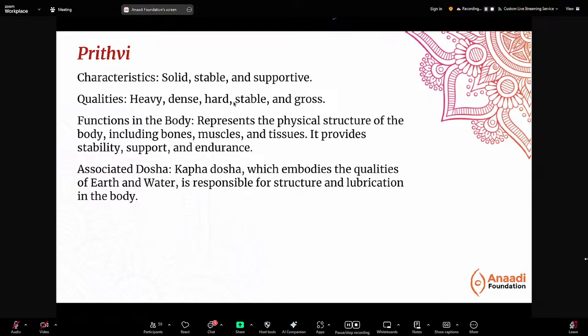So here, if you look at Prithvi, the characteristics of Prithvi are solid, stable, and supportive. It is very heavy and dense. Okay, it is hard, stable, and gross. So it is very tangible. In the functions of the body, it represents the physical structures of the body, including the bones, muscles, and tissues. It provides stability, support, and endurance to the body.